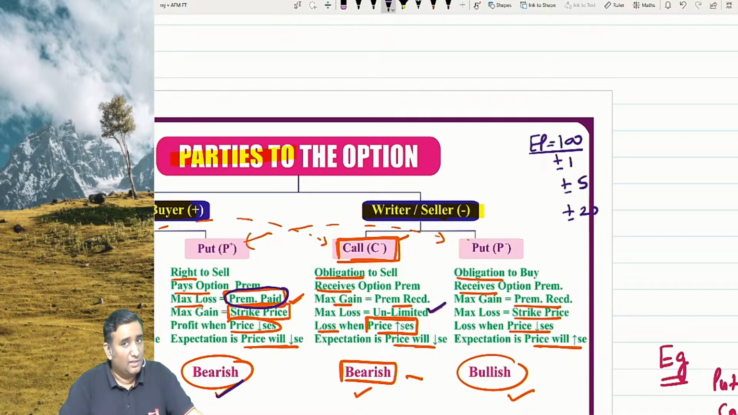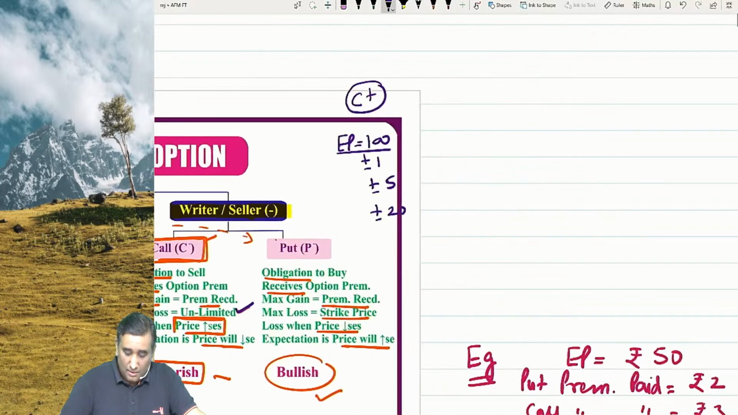You are a call holder, C plus. That means you will win when the price goes up. I have not even taken the premium into account. I gave you three choices. Plus minus of 1 is good for you, plus minus 5, plus minus 20. Any opinion can come, because that is something which will tell you why a writer becomes a writer and a holder becomes a holder. It has to be plus minus 20.